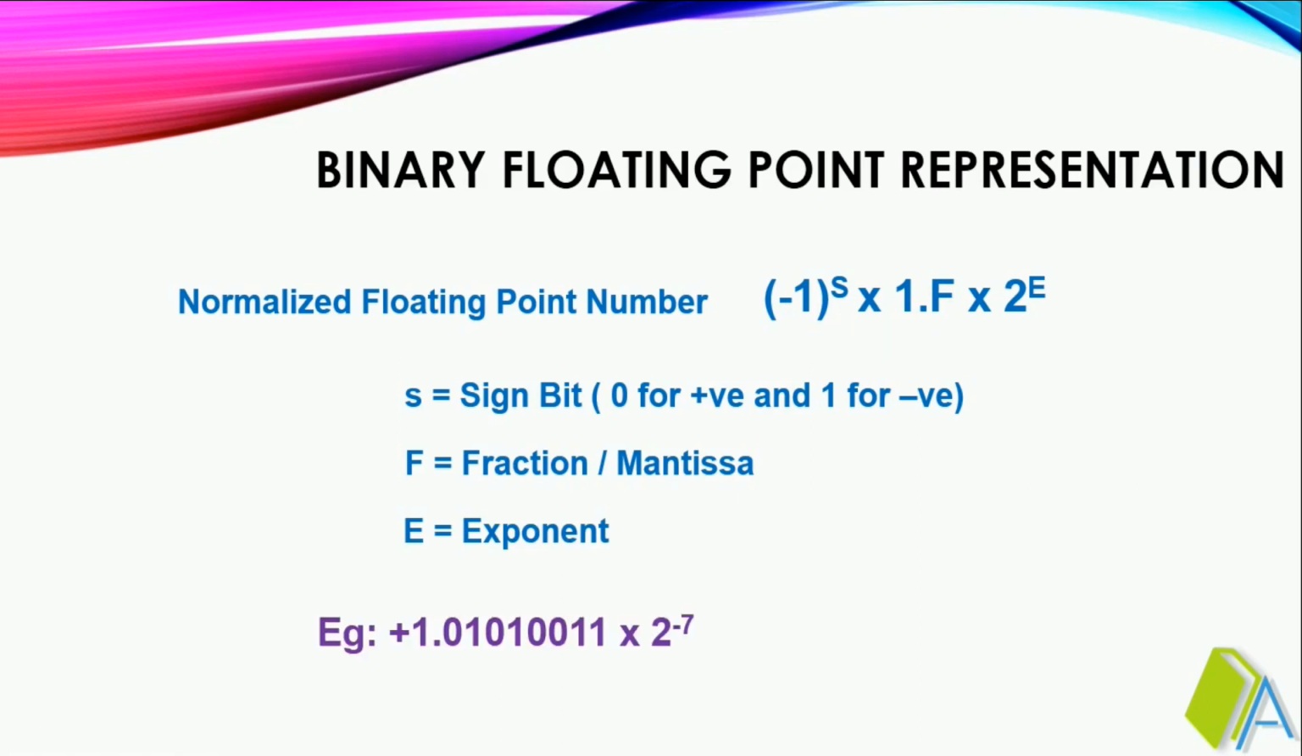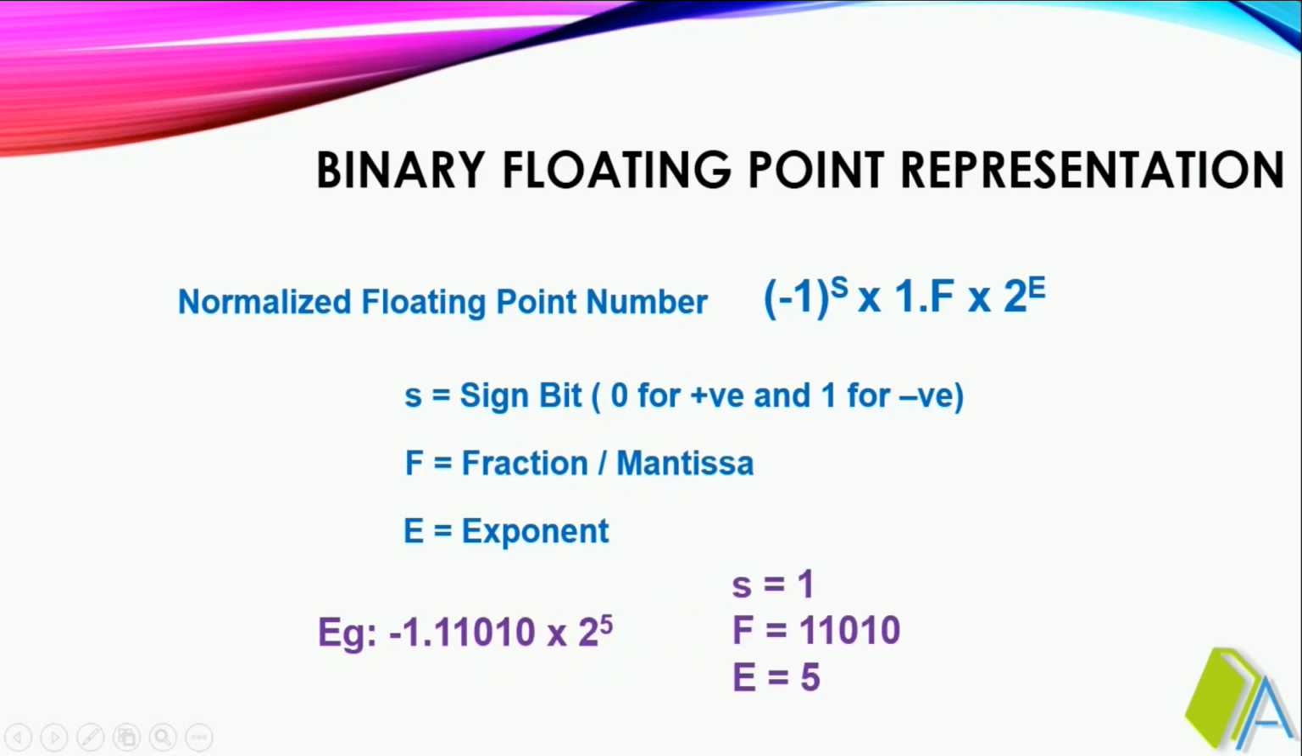For example, this is a positive normalized floating point number. The sign bit is 0. The fractional bits are coming after the decimal point. E is my exponent. Another example, it is a negative number, so my sign bit is 1. The fraction is 11010 and the exponent is 5.